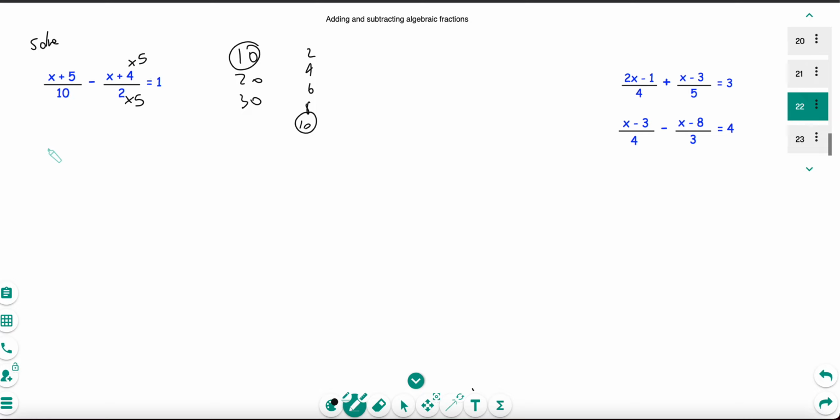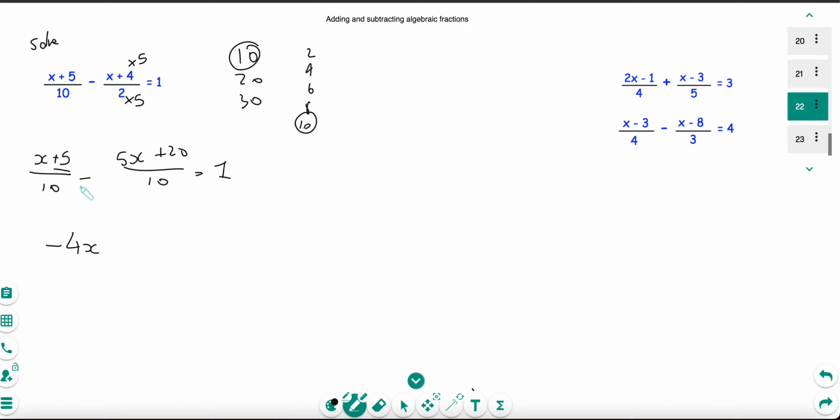So let's write it out. So the first fraction stays as it is. And am I going to times x by 5 or 4 by 5? We're going to times both terms by 5. So 5 times x is 5x. 5 times 4 is positive 20 over 10 equals 1. Now, since both denominators are 10, we can combine the numerators. So x minus 5x is negative 4x. And 5 minus 20 is negative 15 over 10 equals 1.